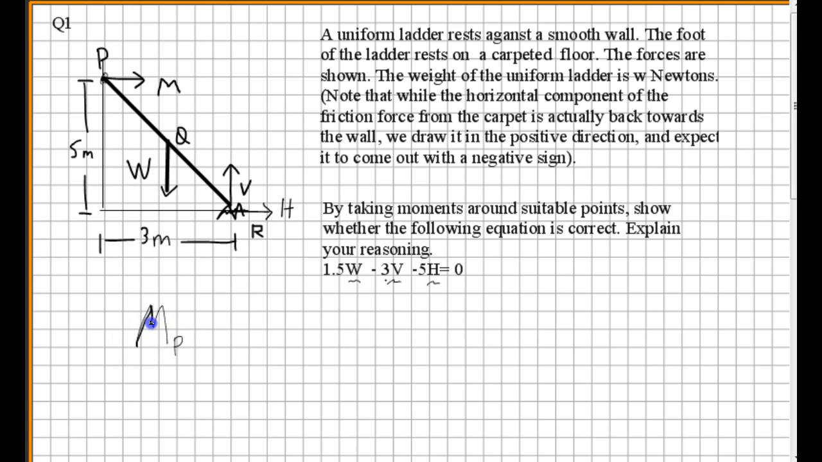Let's work out the moments around P. Well, first of all, we know that W is acting at the center of this ladder, because it's a uniform weight. So we know that this distance along here will be 1.5. So we know that that's working at 1.5, and if we take the line of action of this weight W, we can see that the perpendicular distance of that back to P is 1.5. So the moment due to W would be 1.5 times W.